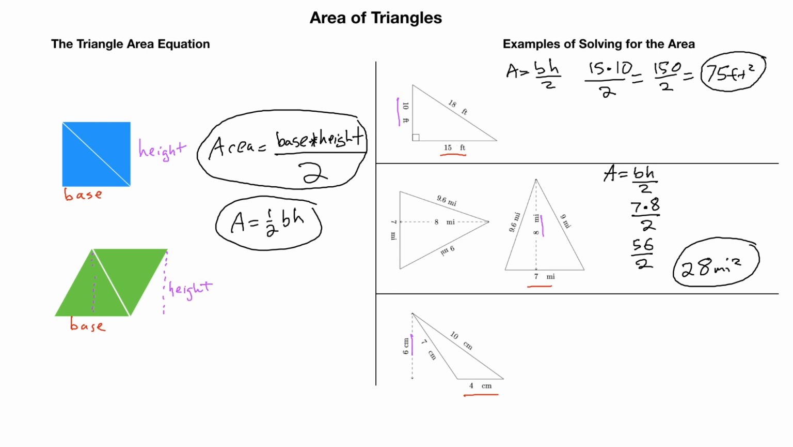So then we're just going to multiply those same things together. Again, area equals base times height divided by 2. Substitute in my values. We've got 4 times 6 divided by 2, or 24 divided by 2, or 12 centimeters squared would be our area. So all you got to do, identify your base and your height of your triangle, multiply those together, and then divide by 2.